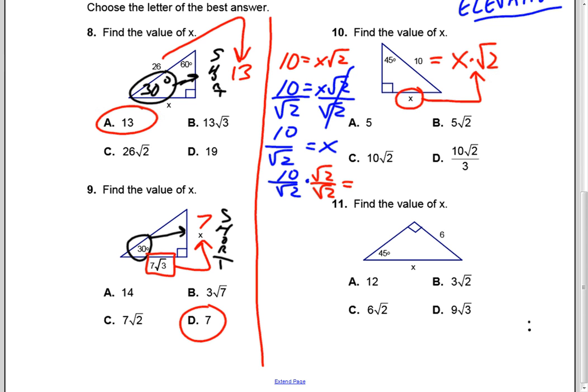And how pretty does it get? What's on the bottom? 2. What's on the top? You just mush it together. Got your 10 radical 2. If you can reduce it, go ahead. What's 10 divided by 2? Yep. In number 8, you didn't find X.